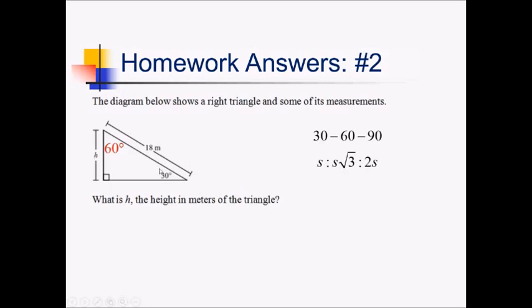So s is going to be across from 30 degrees, and then across from 60 degrees we have s radical 3, although it doesn't look like that's really involved in the problem a whole lot. And now our hypotenuse, aside from 90, is going to be 2s. The only number they actually gave us on this triangle was this 18 meters for the hypotenuse. That equals this 2s here. Whatever 2s is, it has to have a value of 18.